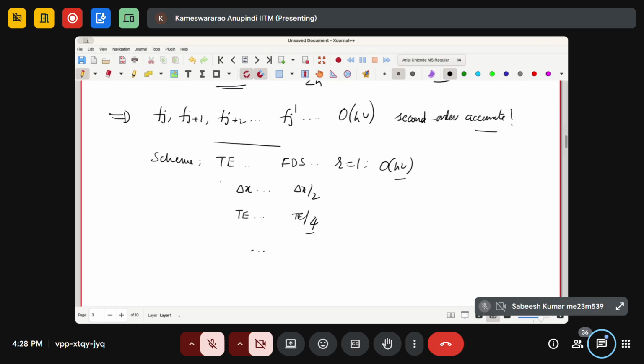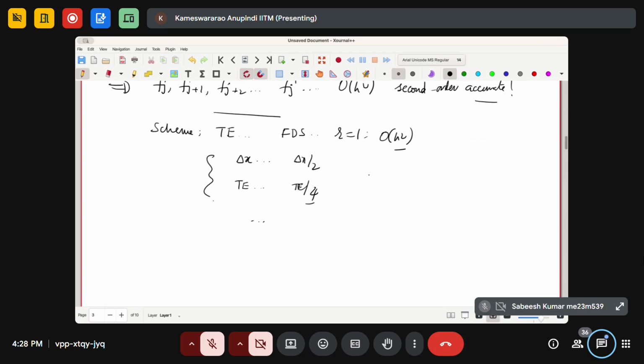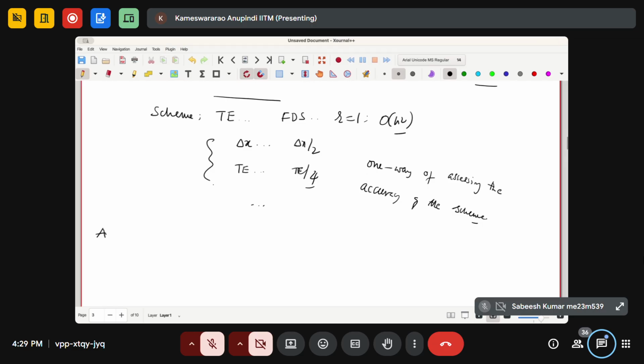Now, looking at the truncation error is only one way of assessing the accuracy of the scheme. We will look at an alternative way of assessing the accuracy of a finite difference scheme. Okay, so what is an alternative way?